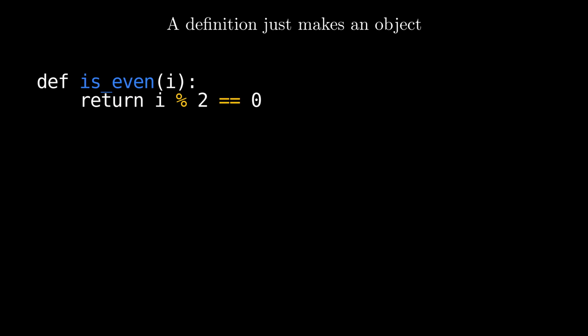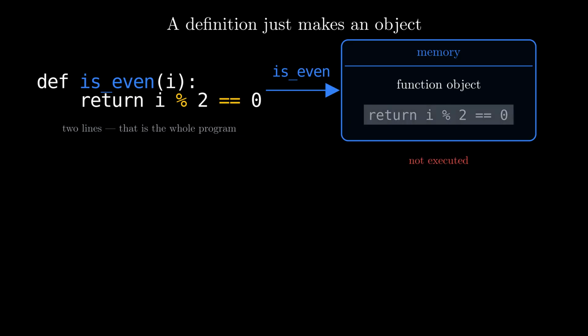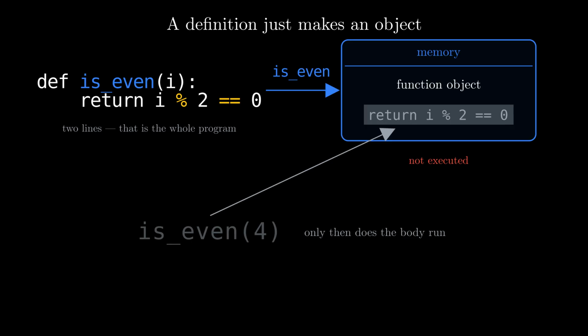Start with something simpler. Here is a function definition. A function called is even that takes one parameter, i, and returns whether that number mod 2 is equal to 0. When Python reads these two lines, it creates an object in memory, a function object, and attaches the name is even to it. That is all it does. Python does not look at the code inside. The body does not run. It runs only when the function is called, and the definition is not a call.